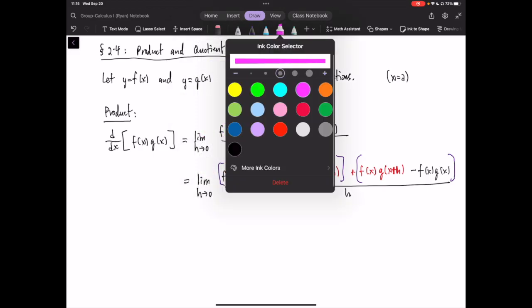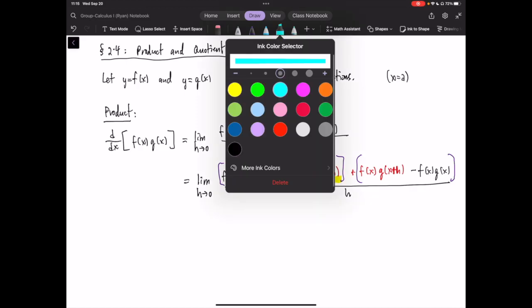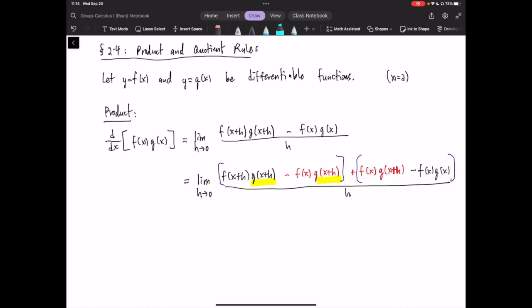Now, before I distribute the limit, we can see that once I've grouped it, the first group has something in common, right? Both terms of the first group have a g of x plus h. Similarly, the second group has something in common, but it's something different, right? In the second group, the f of x is in common, okay?